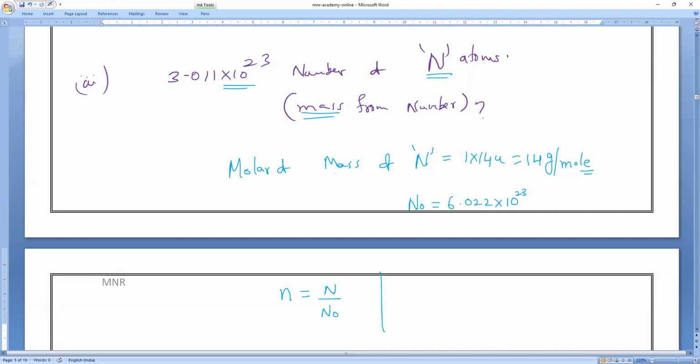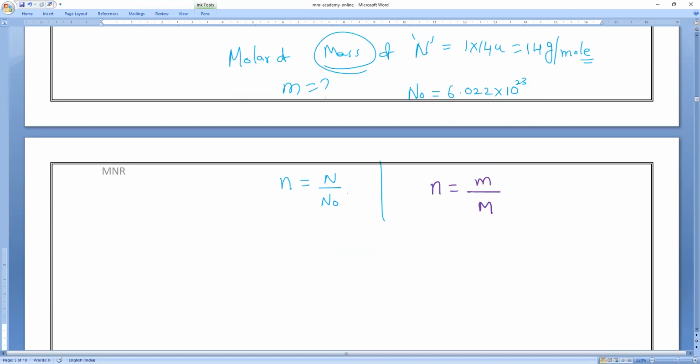Next, they are asking mass. We want mass. Mass is given, so what is the moles formula? Number of moles is equal to given mass divided by molar mass. Am I right or wrong? Both left-hand sides are equal, so the right-hand sides are also equal. So N divided by N naught is equal to M divided by M.